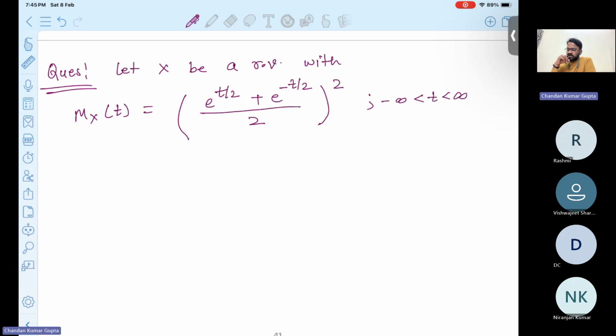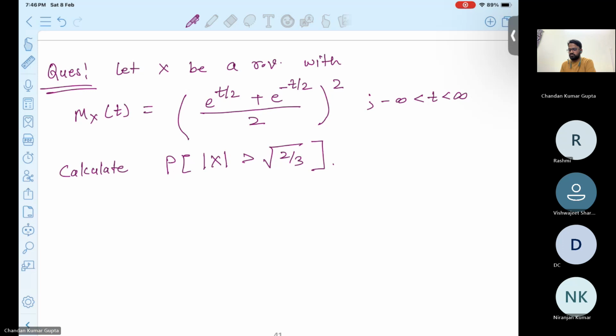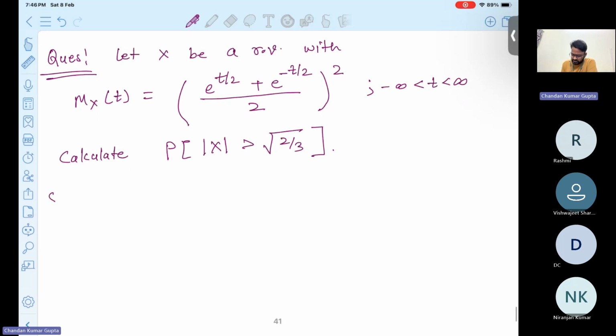Now we need to calculate the probability that mod X is greater than under root of 2 by 3. We are given this moment generating function, and we need to calculate this probability. So let's start as we proceed in the previous questions. We are given the M_X(t). We can simplify the M_X(t) even.